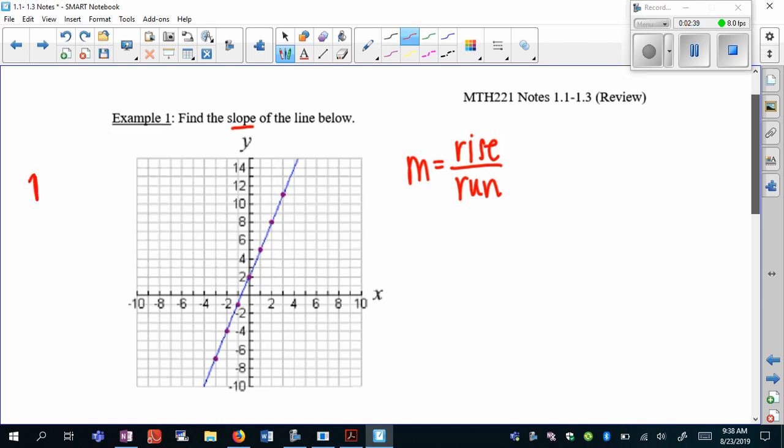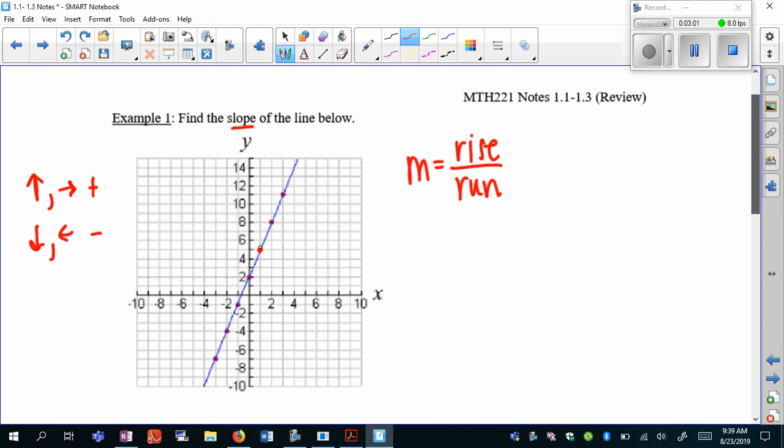If I'm going up or to the right, that's always a positive number. If you're going down or to the left, these are always negative numbers. As long as you keep track of your sign, you'll be fine. It doesn't really matter how you count, as long as you always count up or down first and then left or right. So pick any points that are easy to count. I'm going to just choose this one here.